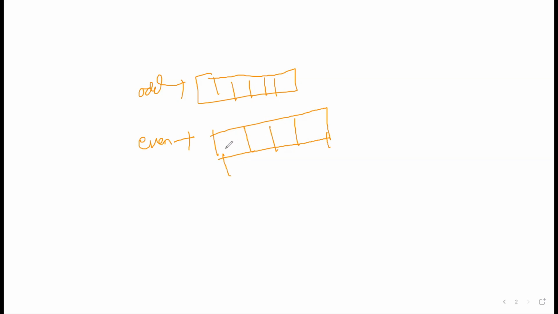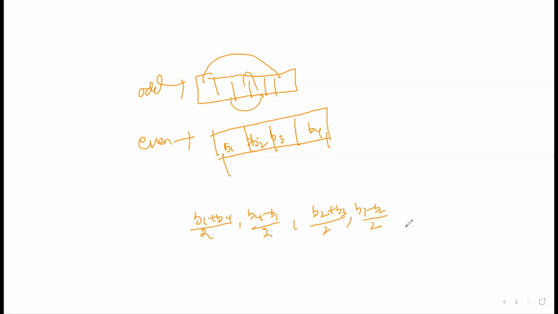So let's say this is B1, B2, B3, and B4. What we can do, one element will be (B1 plus B4) by 2, and one is (B4 minus B1) by 2. Correct? And one more will be (B2 plus B3) by 2 and (B3 minus B2) by 2. Similarly, for odd, you can find out all the elements. You can pair these two, and these two. You get all the elements.